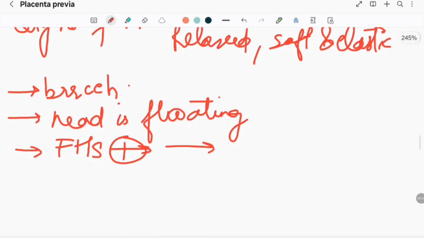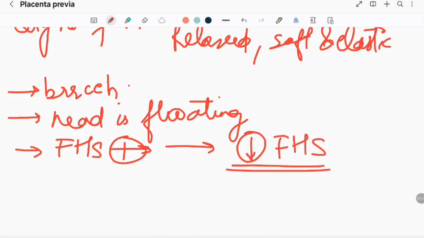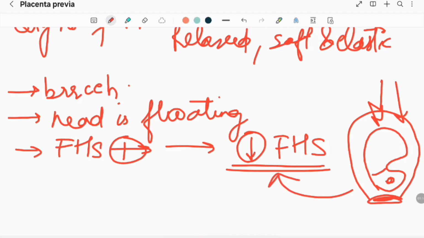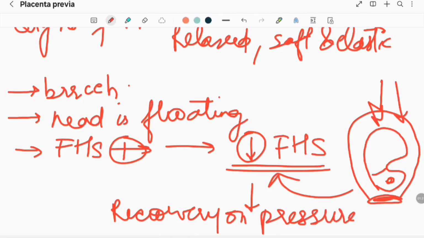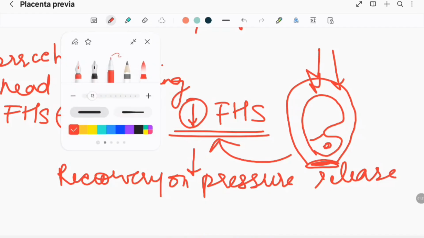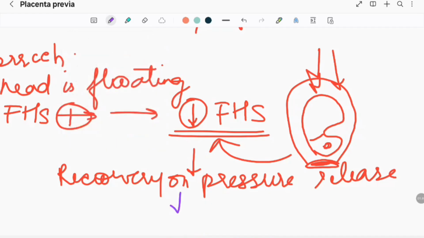And there is slowing of the fetal heart rate by pressing the head down. Suppose this is the uterus, this is the head of the baby. When we push the head down into the pelvis, there is slowing of the fetal heart rate, and it soon recovers as the pressure is released. This is called the Stallworthy sign.